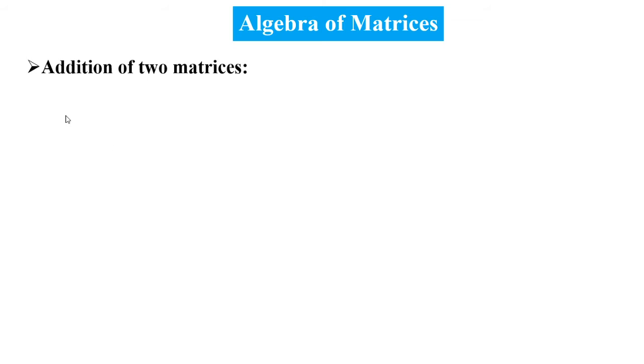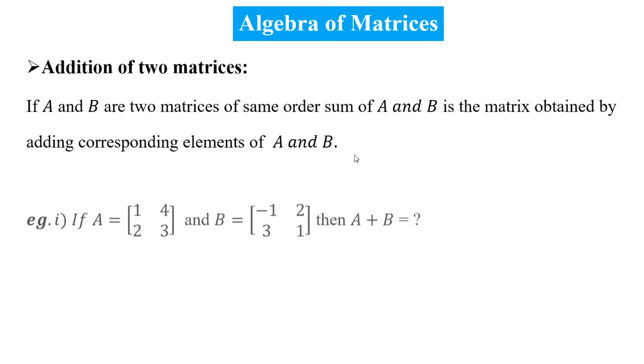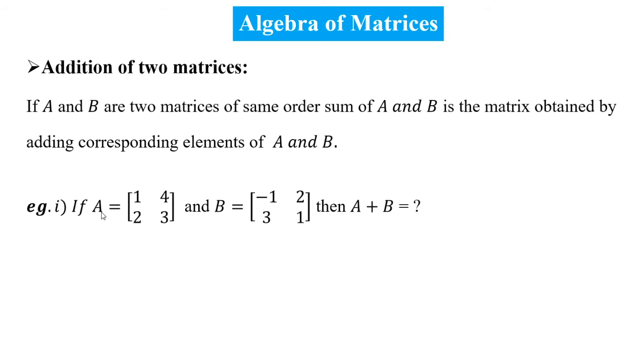Okay. So let us see the addition of two matrices. If A and B are two matrices of the same order, then the sum of A and B is the matrix obtained by adding corresponding elements of A and B. Let us see the example. If matrix A has order 2 with elements 1, 4, 2, 3, and matrix B has order 2 with elements minus 1, 2, 3, 1, then we have to find A plus B, that is the addition of the matrices.